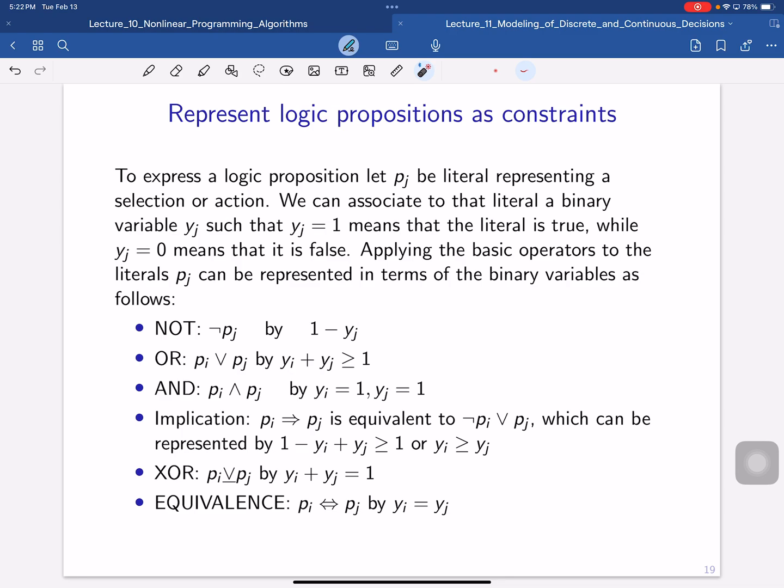Yes? Y less than or equal to yj? Oh yeah, you are right. Thank you.